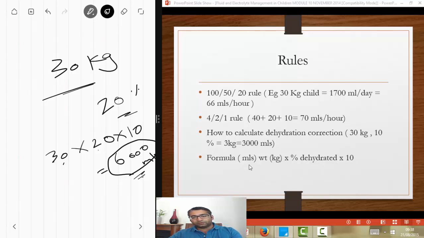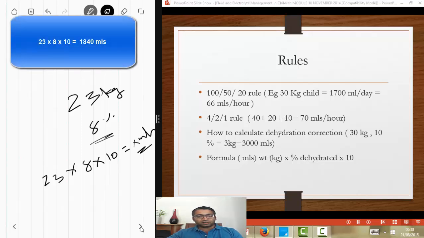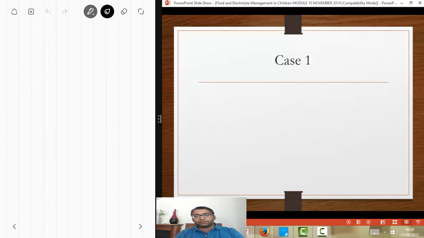Okay, but some people find it easier to just remember the formula. It's useful when you're doing odd numbers. For example, if you get a child who is 23 kilograms and I ask you to calculate 8% dehydration, in that situation it's easier to know the formula, because you could do simply 23 times 8 times 10, and that will give you the dehydration correction in exact mls. So it's much easier to know the formula when you have complicated numbers like this rather than 5s and 10s. Hope that makes sense. So let's look at some examples just to give you some more practice.